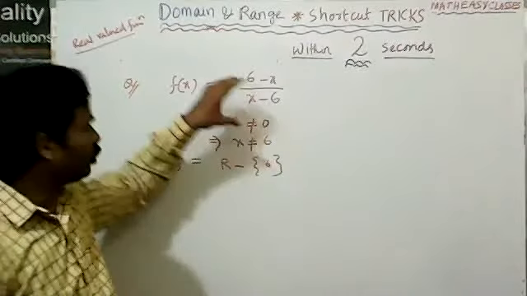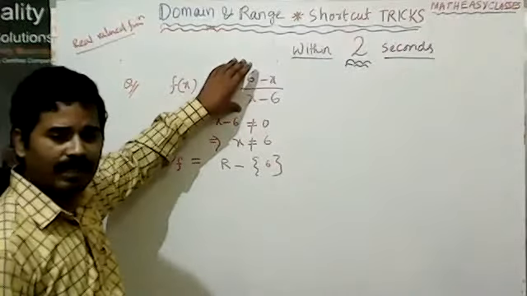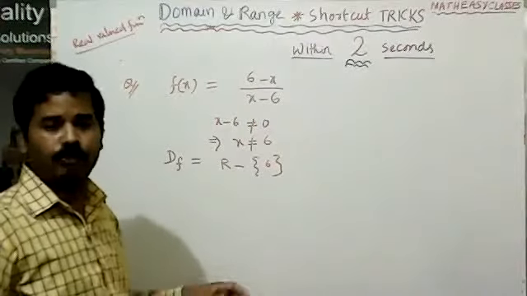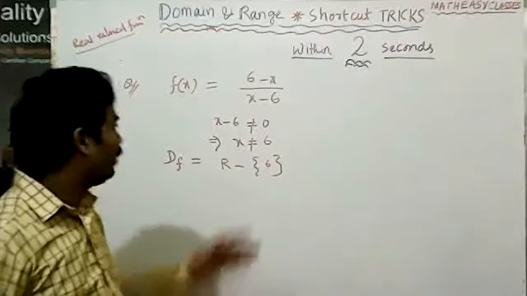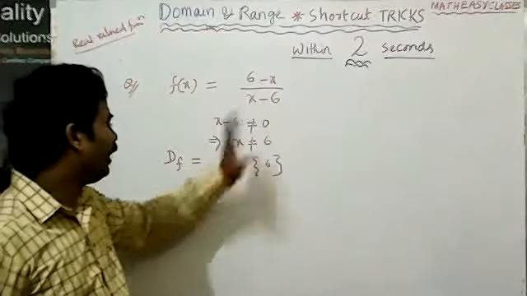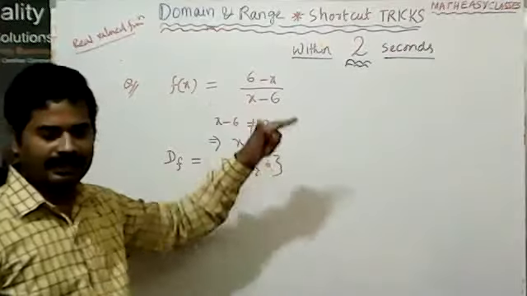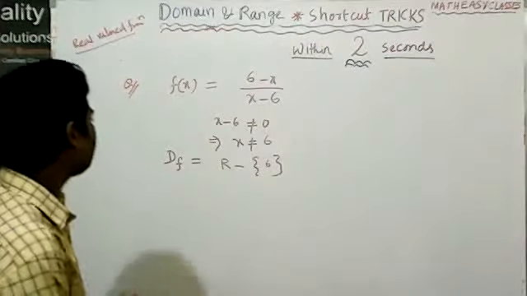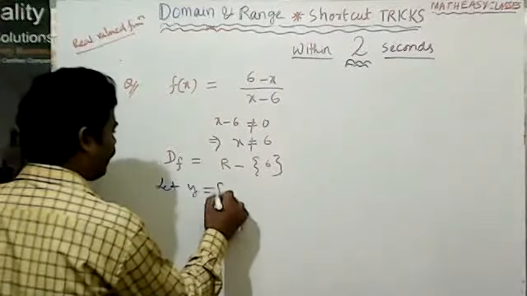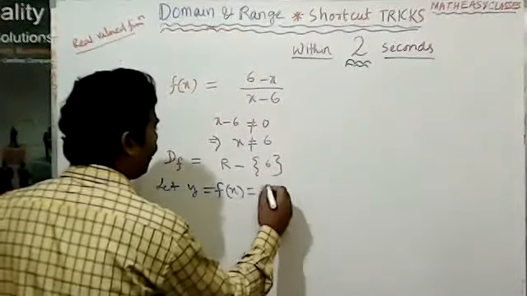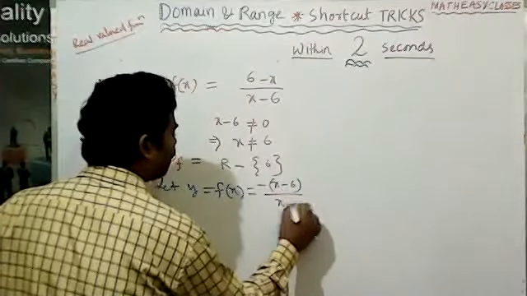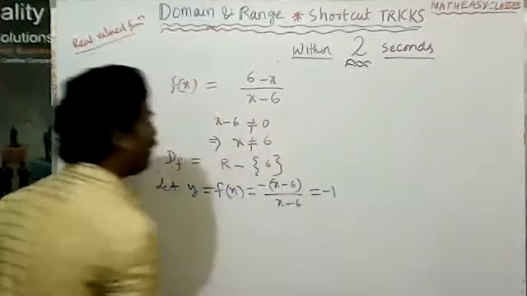In some questions, students actually cancel it and say the value is minus 1, so the domain is all real numbers. No, no, no, you cannot do that. You have to do it first, finding the domain, next comes. So what will we do now? Now here let y is equal to f(x). That means x minus 6, that is minus 1 by x minus 6, that value is minus 1.